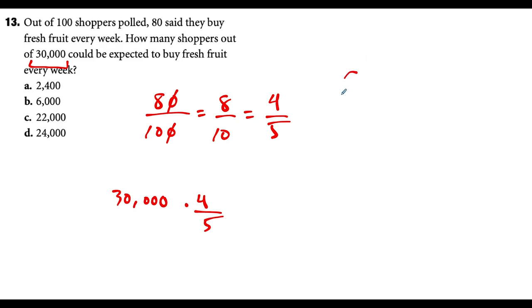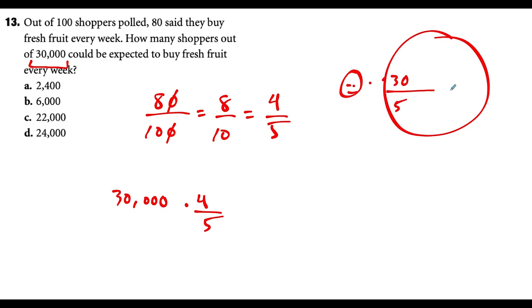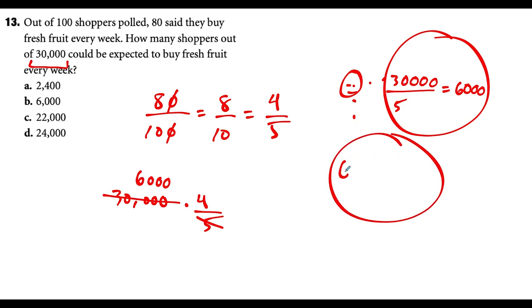So for something like this, once again, the math I'm doing in my head to make this a little easier and go faster is I just know that 30 divided by 5 is equal to 6. So if I add a 0, 300 divided by 5 is 60. 3,000 divided by 5 is 600. So then 30,000 divided by 5 is 6,000. So I would simplify first. 30,000 over 5 is 6,000. And then when I multiply 6,000 by 4, same concept, except just a little different. 6 times 4, I'll leave a space, is equal to 24. So if I put a 0, 60 times 4 is 240. And then 600 times 4 would be 2,400. So 6,000 times 4 would be 24,000. So this all works out to 24,000. So that's how many could be expected to buy fruit.